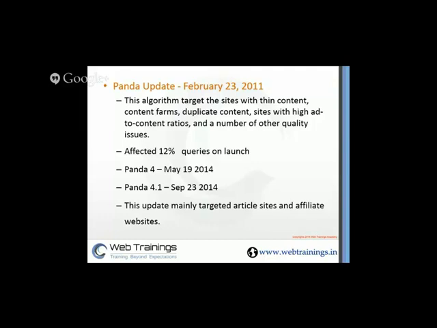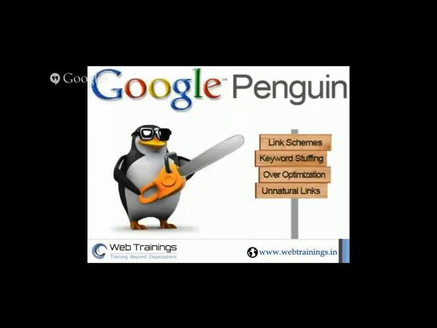Right. So you understood the concept. The Panda update was released to hit those websites that are copy pasting content and ranking because of the copy pasted content. This was one of the major updates released by Google, and a lot of updates are there. The next update which Google released.